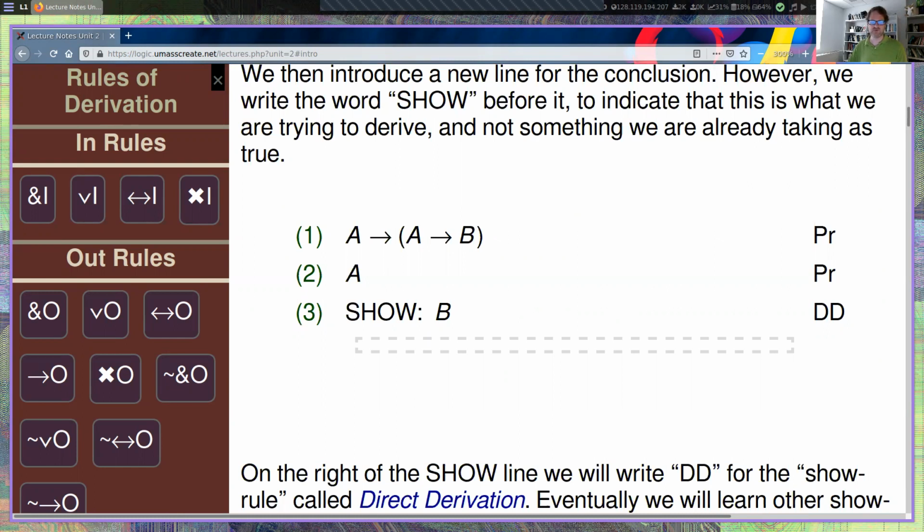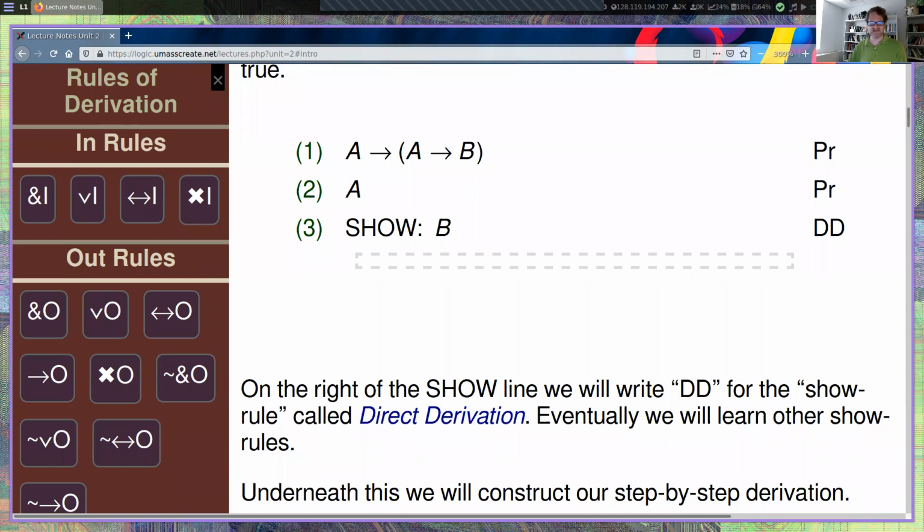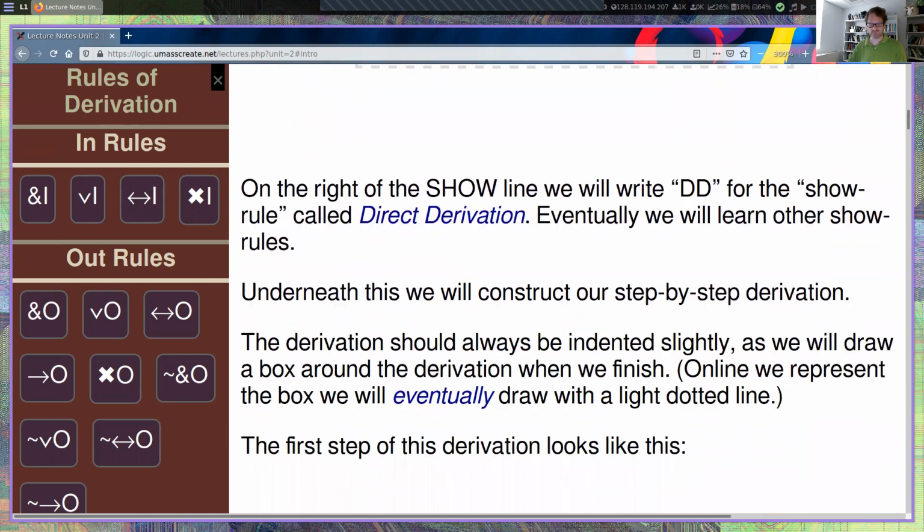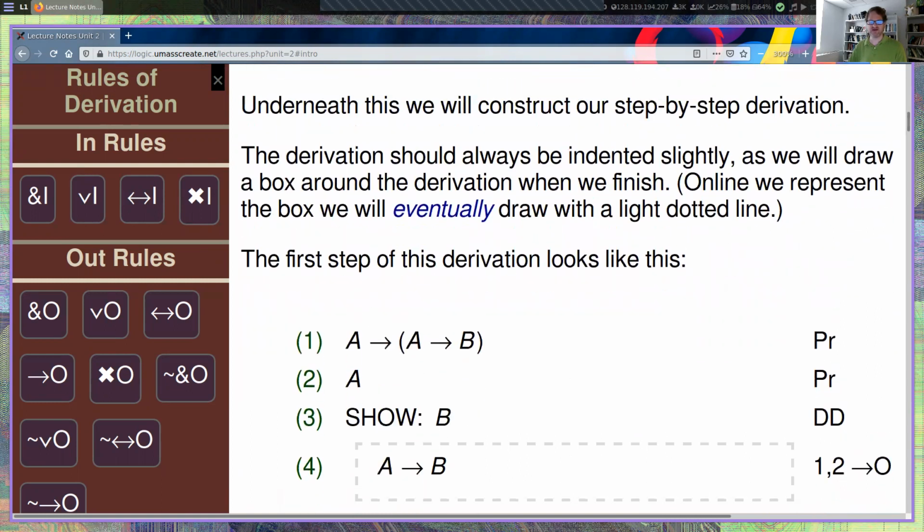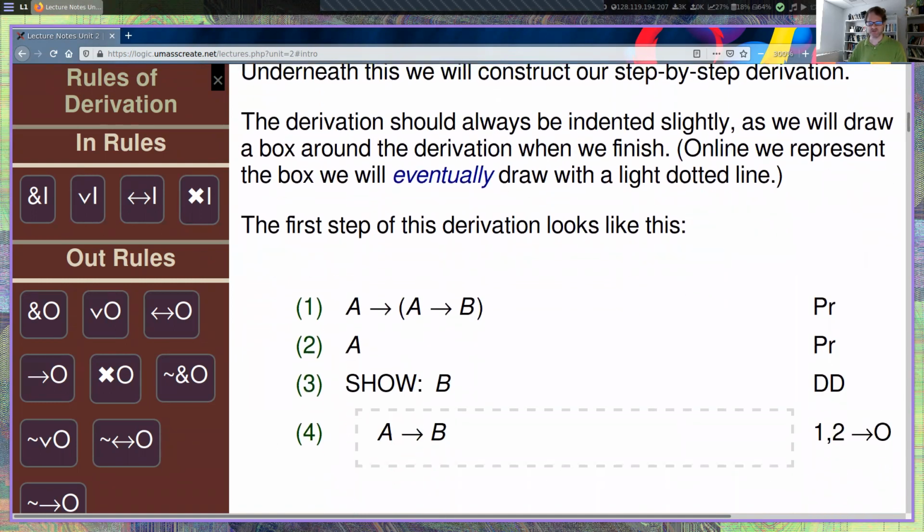Underneath this, inside a box, these dotted lines represent where we're going to draw our box, we're going to show the steps from which we get from A to B. We're going to indent those steps slightly so we have room to draw the box afterwards. So you see our first step, line 1, if A, then B, and line 2, A. By modus ponens, that gives us B.